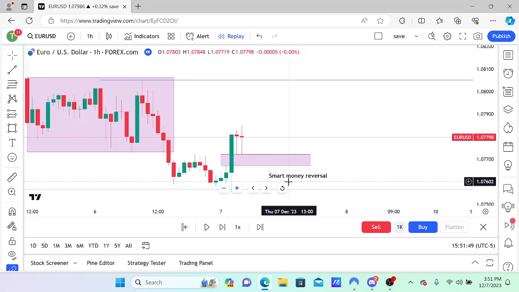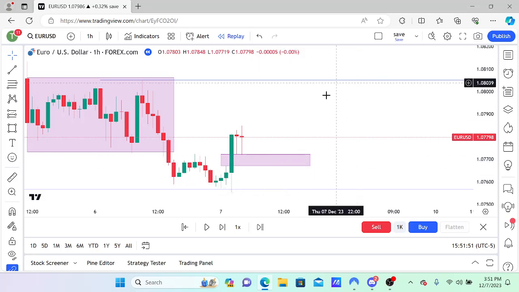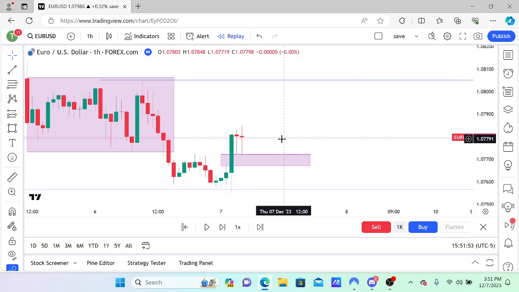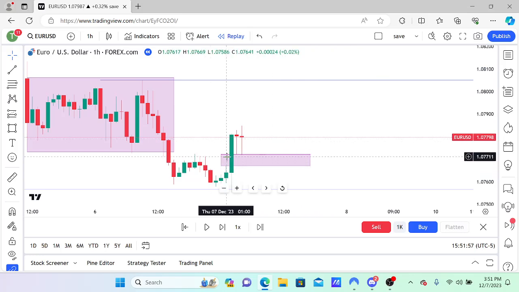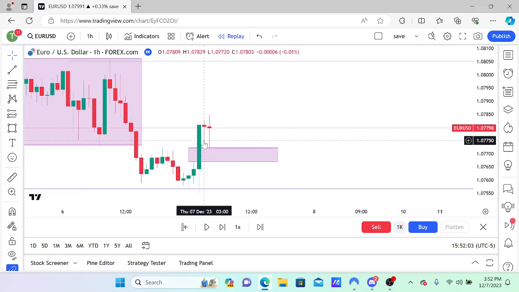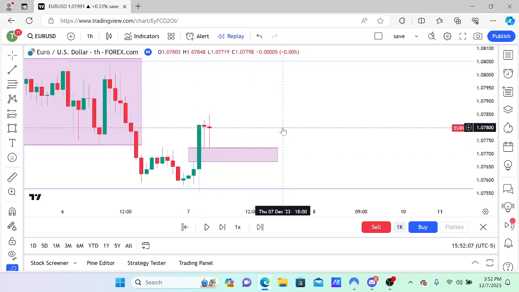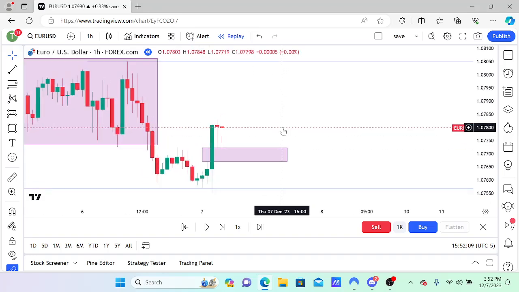Now, what's next? Well, we want to see a pullback into a discount. Okay. And this is also the same as the ICT 2022 mentorship entry pattern. You get your liquidity run, you get your fair value gap. I'm sure you can notice that. It's the exact same thing, that's what you got playing out today. But now we want to pull back into a discount.